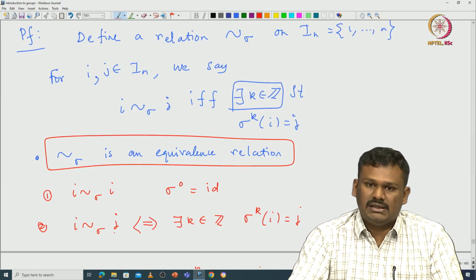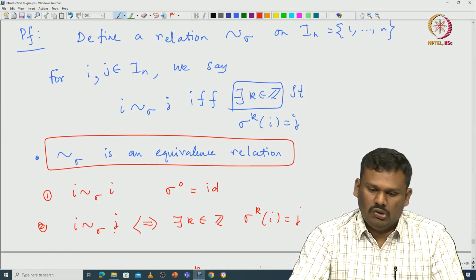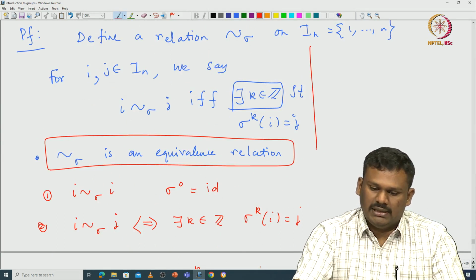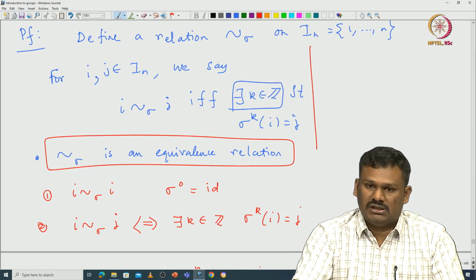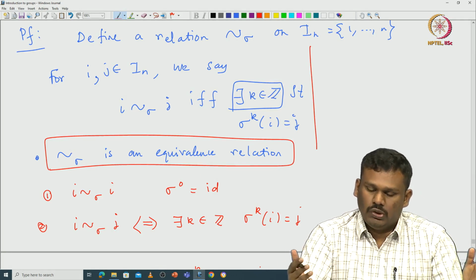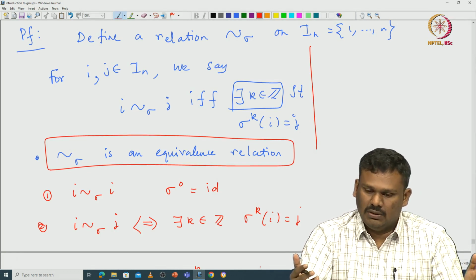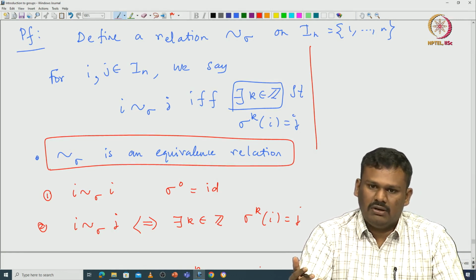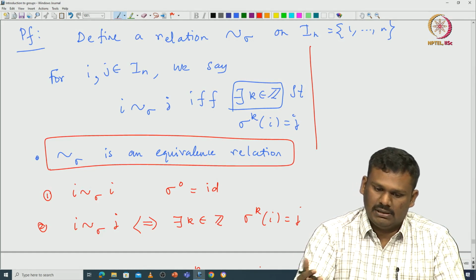Once we know that this is an equivalence relation, you can easily see that the set I_n can be decomposed into a disjoint union of equivalence classes. Now, look at some particular equivalence class and see what it is.